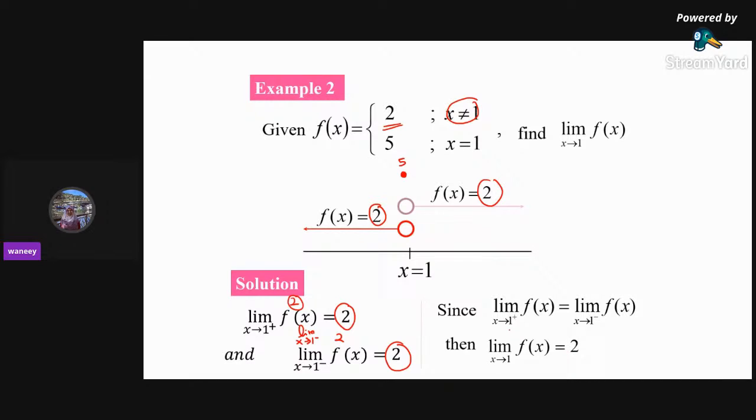So since the limit as x approaches 1 from the right hand side of f(x) is equal to the limit as x approaches 1 from the left hand side of f(x), then the limit as x approaches 1 for f(x) is equal to 2. So the limit does exist because we have the same number on the left hand side and right hand side. Okay, so done with this.